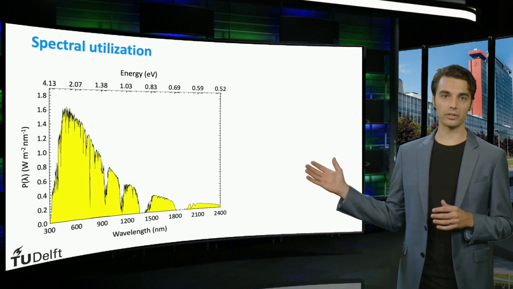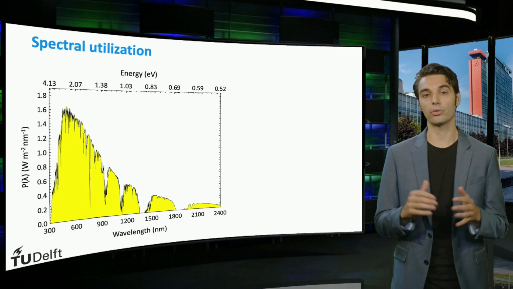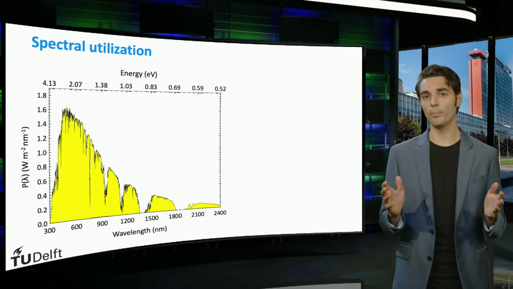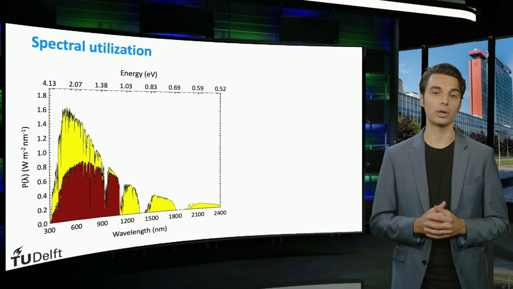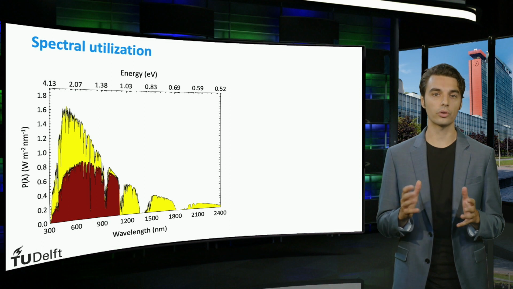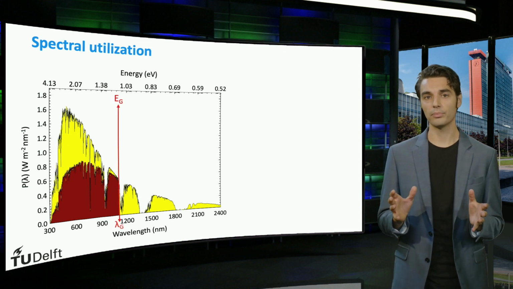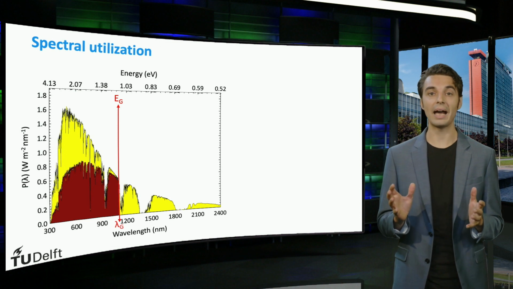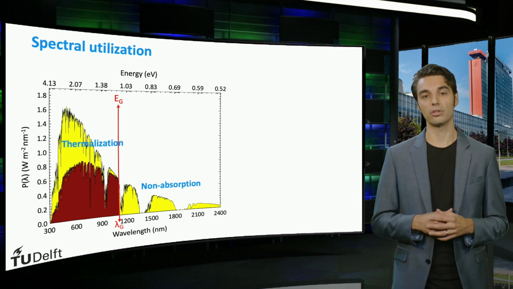Shown in this figure is the AM1.5 spectral power density as observed on the surface of the Earth. As you may recall, any single junction solar cell can only utilize a fraction of the available energy. This fraction is indicated by the brown area for a certain bandgap energy. Depending on the bandgap energy of the absorber, a fraction of the energy will be lost either due to non-absorption of photons or due to thermalization.